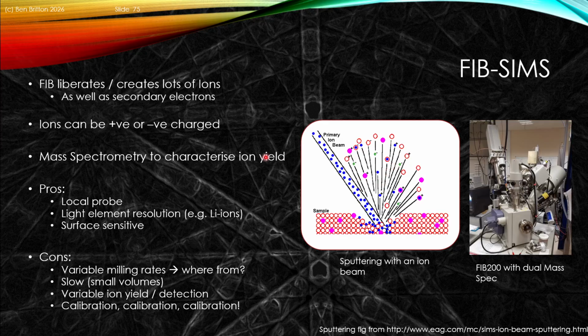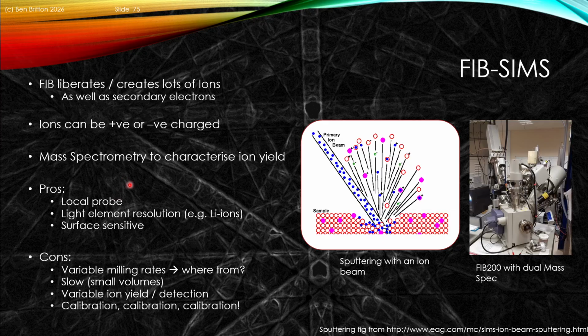The ions that are produced from the sputtering cloud can be positive and negative, and so it depends how you polarize the SIMS instrument to collect those two systems. There are some SIMS instruments with double heads that can collect the positive and negative cloud. The mass spectrometry can be used to characterize the ion yields.